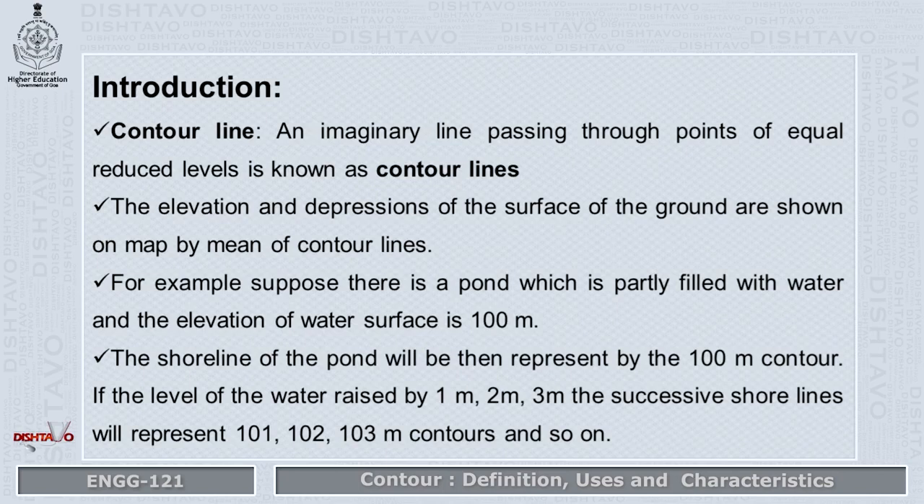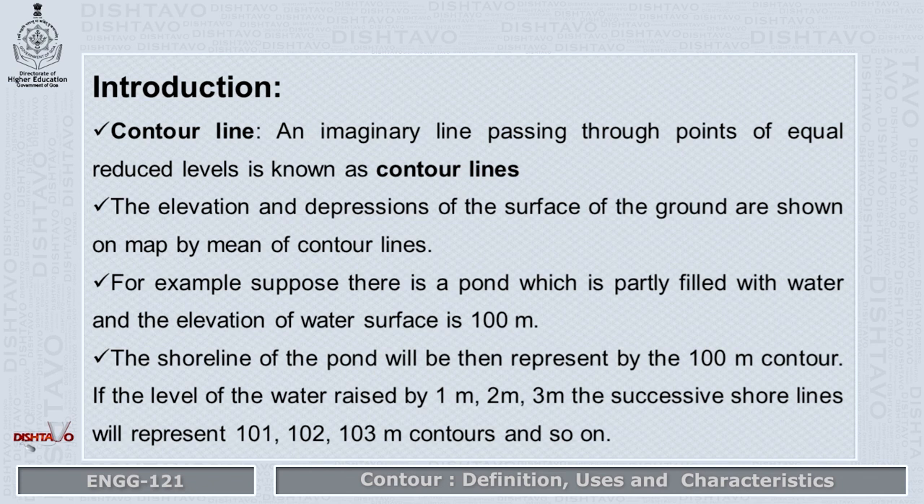Introduction. The contour line is defined as the line which is going through equal elevations, or the line joining equal heights or equal reduced levels, is known as contour lines. The elevation and depression of the surface of the ground are shown by this line on the map. That map is called a contour map.